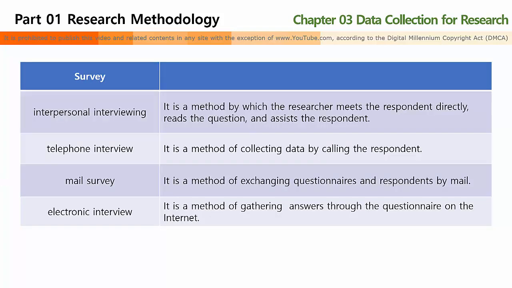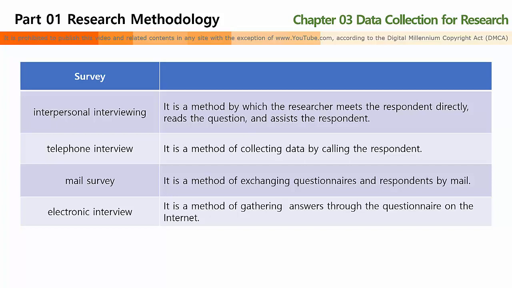Now let's look at the types of survey methods. The first is interpersonal interviewing. It is a method by which the researcher meets the respondent directly, reads the question, and assists the respondent. Of course, the response rate is high and complex questions are possible. However, it is difficult to target large specimens because they are expensive.